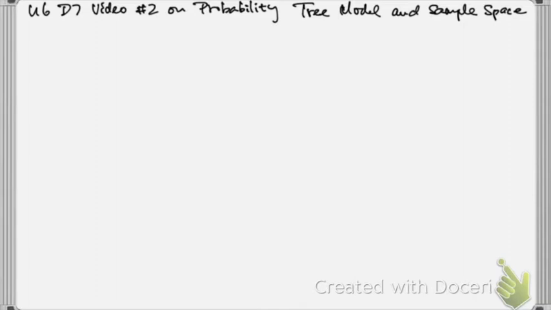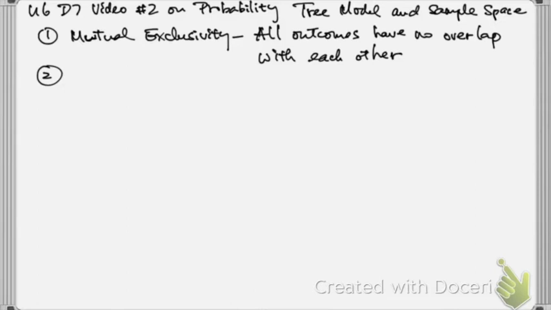So there are a couple of things I want to emphasize on the designing of a sample space. The first one is mutual exclusivity. It means that all the outcomes have no overlap with each other. In other words, there's no particular incidence where a result can be counted by both outcomes. We'll illustrate that with an example later.